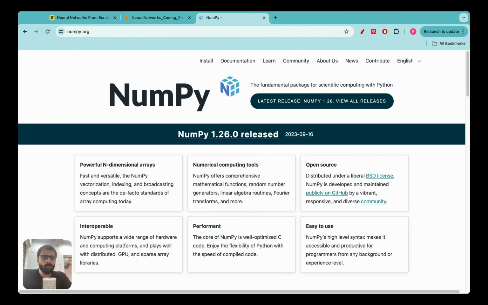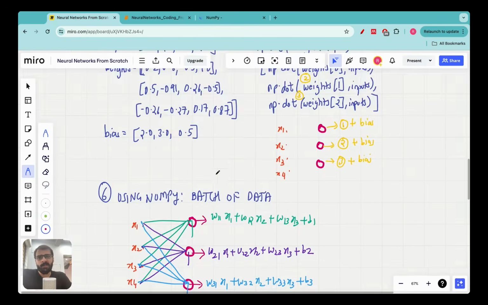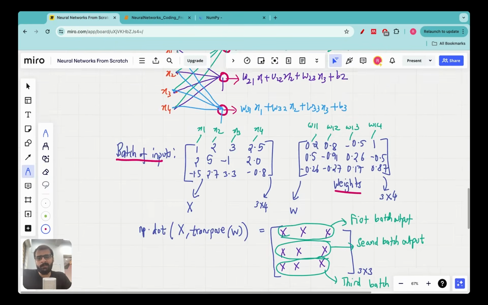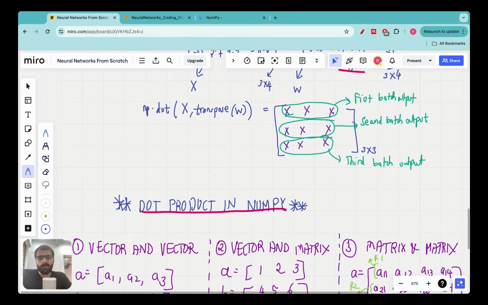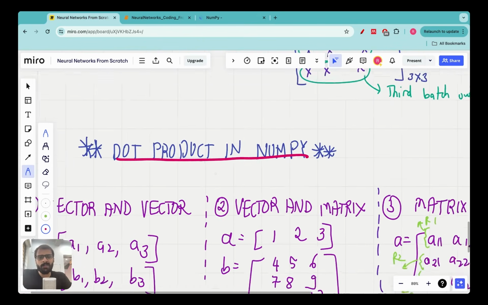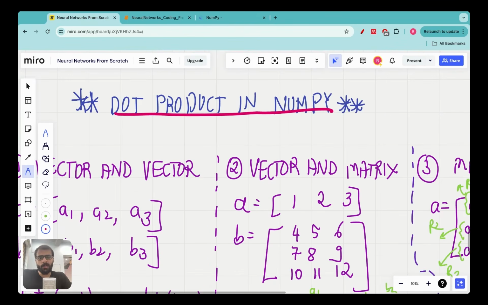NumPy is one of the most popular packages for scientific computing in Python, and it's extensively used in neural network modeling. I've noticed that the reason a number of students struggle with understanding neural network dimensions and especially NumPy is because they fail to understand one very fundamental mathematical operation, which is at the heart of everything related to neural networks, and that is called the dot product.